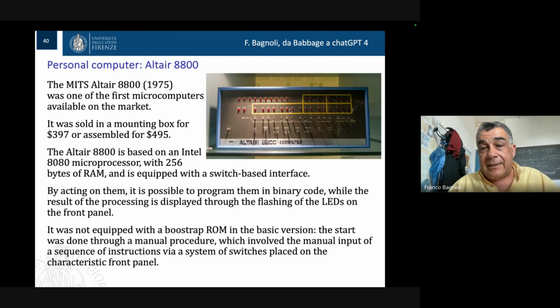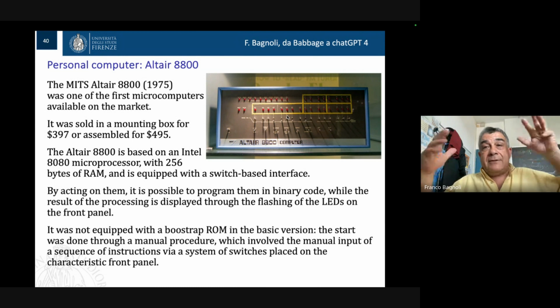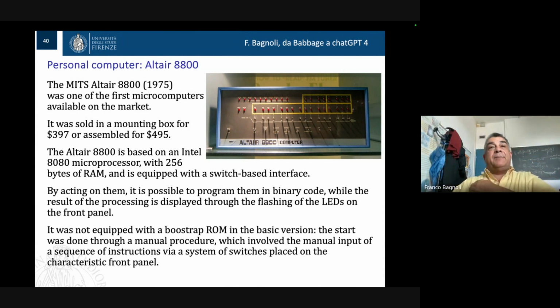Then you change the address of the RAM, input another binary number, store. And so when you finished loading the program in memory, there was a run button that started execution from a given address in memory. There was no output. The output was again a series of LEDs that flashed. So you had to read the answer as a binary number from the LEDs turned on.